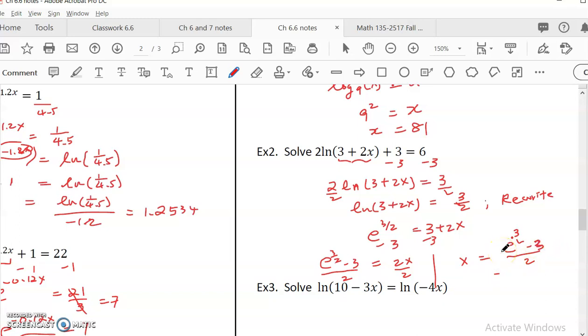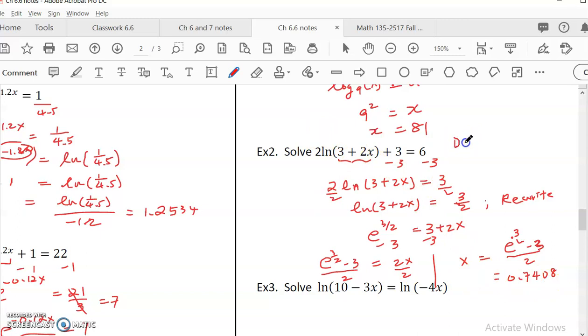So put in the calculator. I didn't do this ahead of time. e to the 3 divided by 2, and then minus 3. Press enter first because you have to do that first, and then the whole thing divided by 2. So it turns out to be 0.7408.